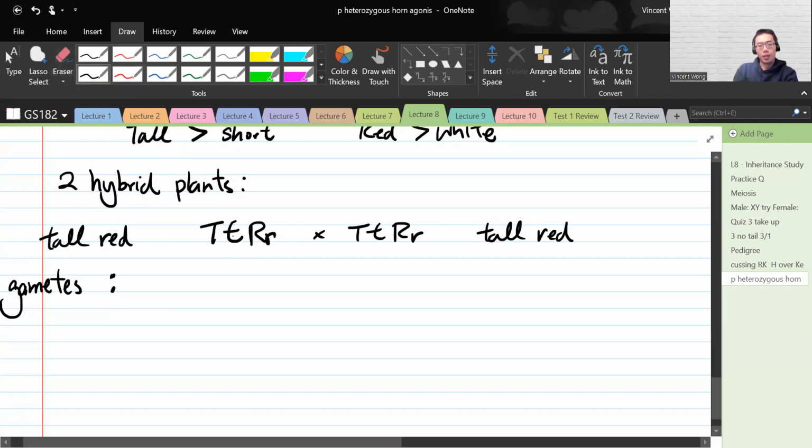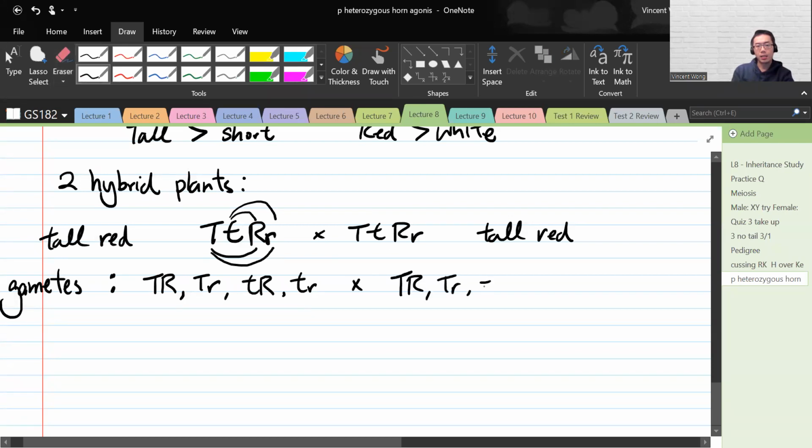So we can have a big T and a big R. That's one possible gamete. We can have a big T and a small r. We can have a small t and a big R, a small t and a small r. So those are the 4 possible combinations. Similarly here, we will have the exact same thing because they are the same genetic makeup, right? So big T, big R, big T, small r. It's kind of like doing those polynomials in your math class, right?